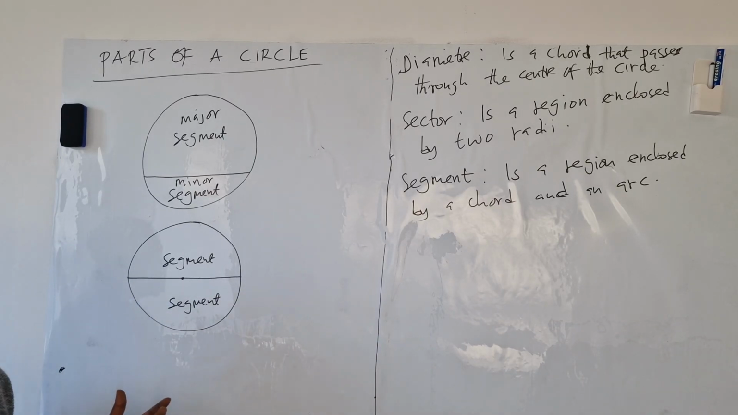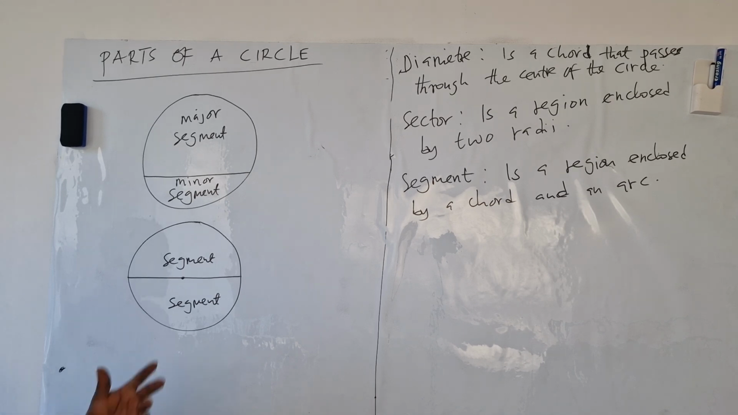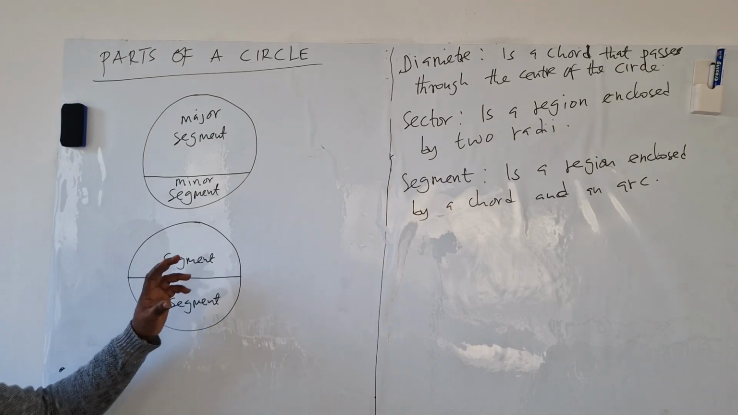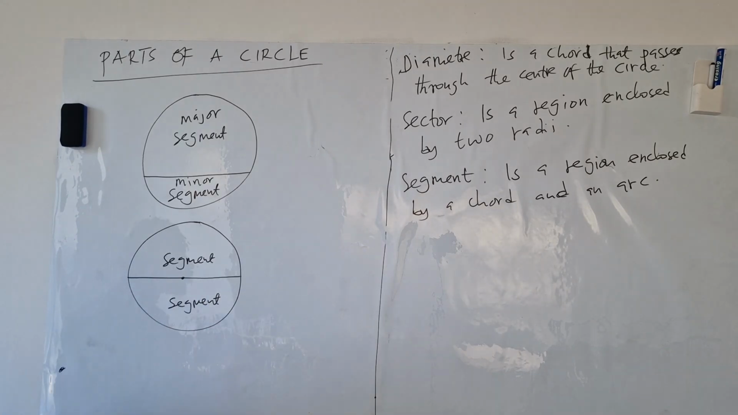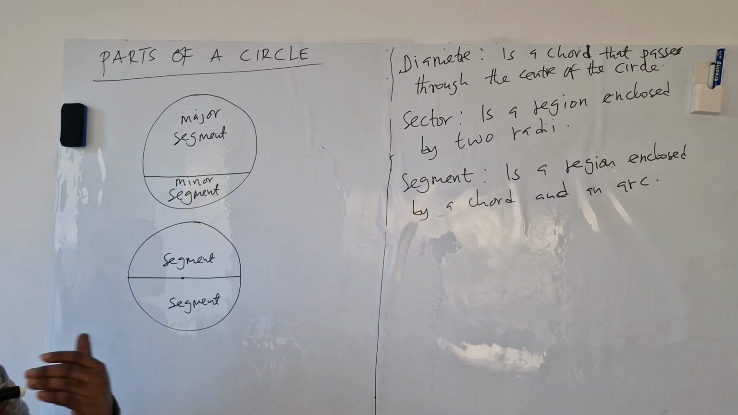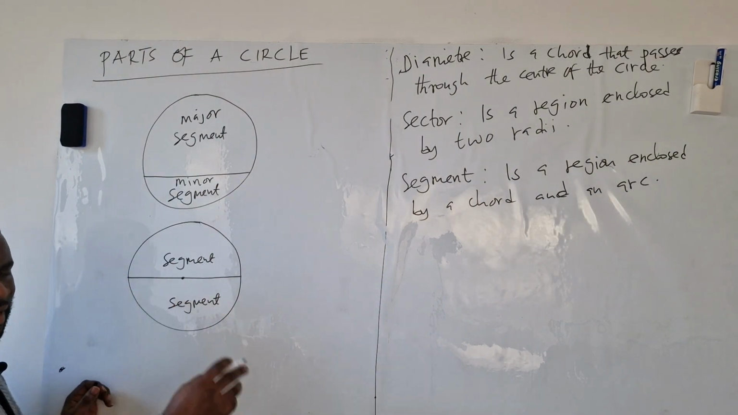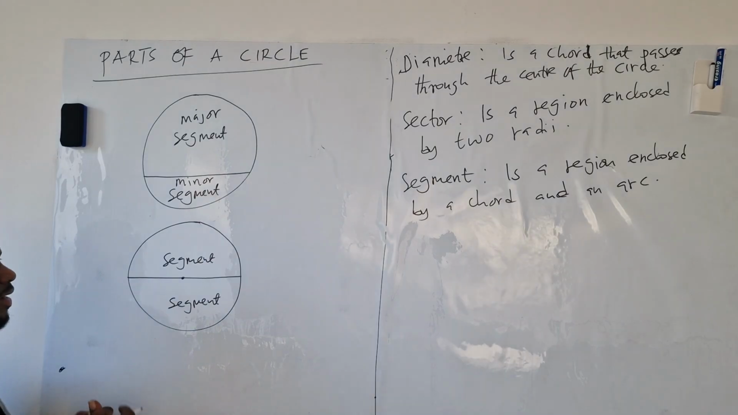But the question is, with these two segments, none is bigger than the other one. They are all the same, they are all equal. Why? Because that chord dividing the circle is through the center. So it gives rise to two equal segments. At this point, we are not getting the minor segment and the major segment. We have equal segments, and because the segments are equal, it's given a special name: semicircle. Half a circle.